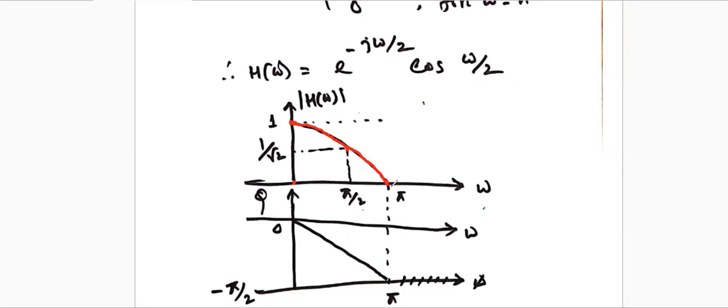Do we need to proceed more? The answer is no, because we have already reached up to pi, because pi is our range of view. That is the magnitude response.